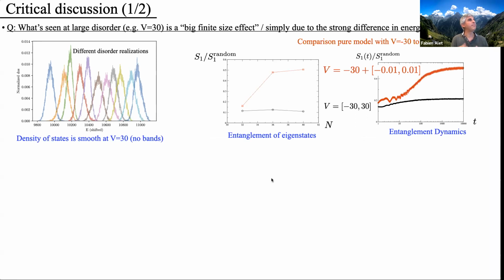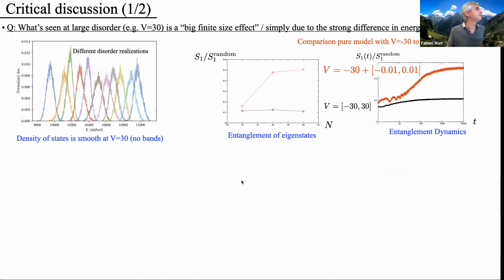Okay, so a typical question that I have when I give this talk is, what you see as large disorder is just a big finite size effect. Okay, why not? We can try to probe that. It may be simply due to the strong difference between energy scales, which is 1 and 30, and then on a finite system, of course, you will see something. It could well be. So I've done some extra numerics to test this.